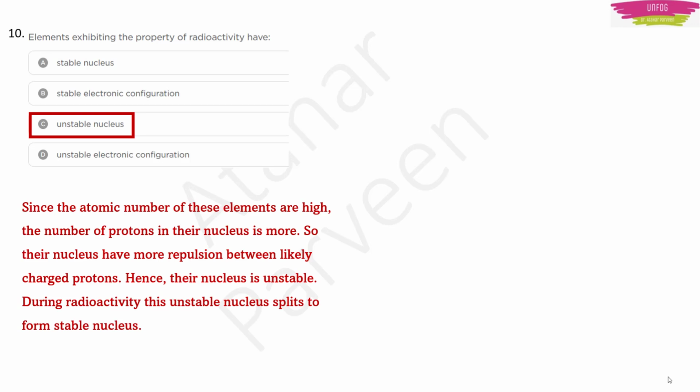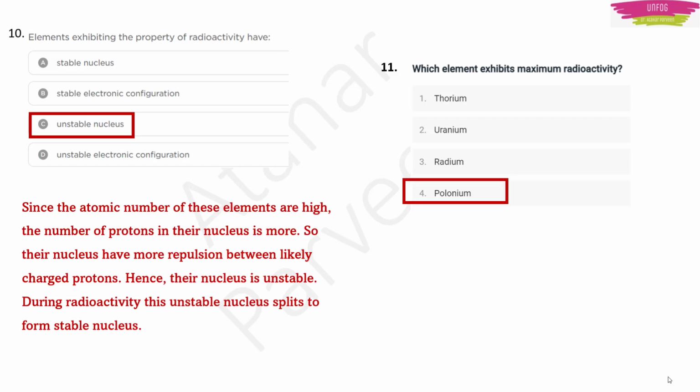Hence their nucleus will become unstable. And what happens during radioactivity? This unstable nucleus will split up into the daughter nucleus, emitting the radiation, and the daughter nucleus will be stable. This you have to remember. Okay, next question. Which element exhibits maximum radioactivity? We know it, right? Polonium.